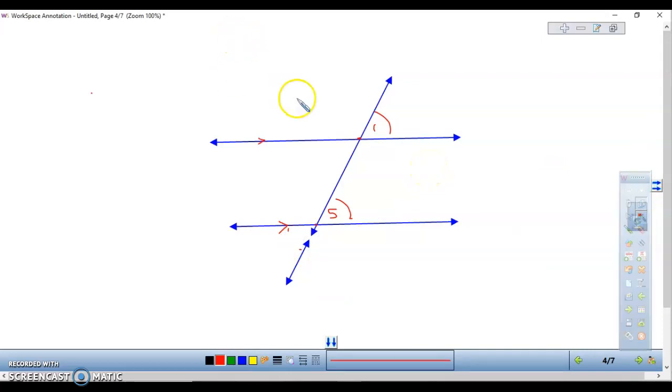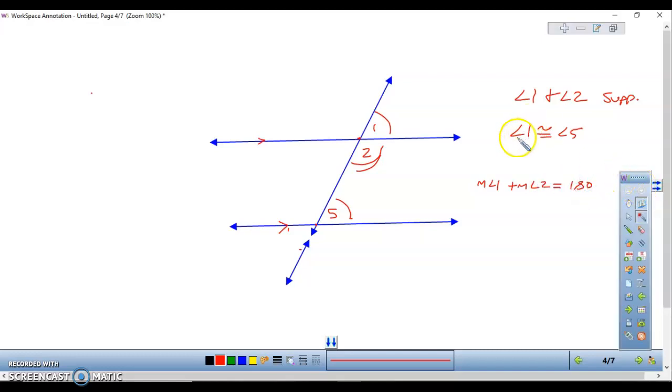So, check it out. We know by the linear pair postulate that angle 1 and angle 2 add to 180 degrees. So, angle 1 and angle 2 are supplementary to each other. And we know by the corresponding angles theorem that angle 1 and angle 5 are congruent. So, if 1 and 2 are supplementary, that means the measure of angle 1 plus the measure of angle 2 is equal to 180 degrees. And if angle 1 is congruent to angle 5, that means the measure of angle 1 is equal to the measure of angle 5.